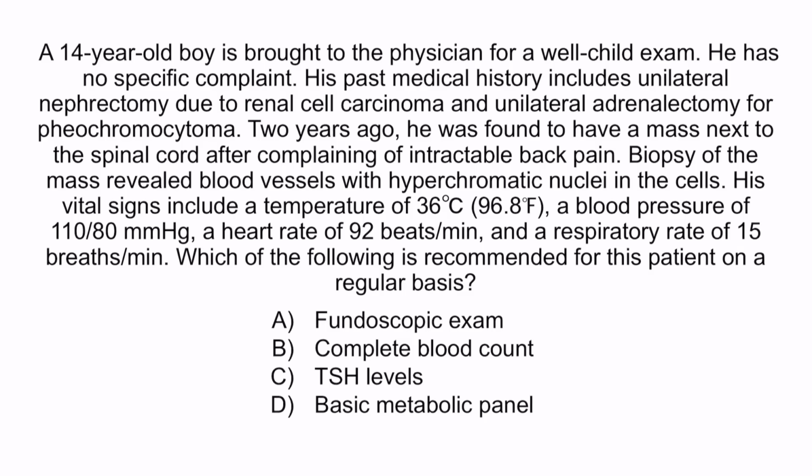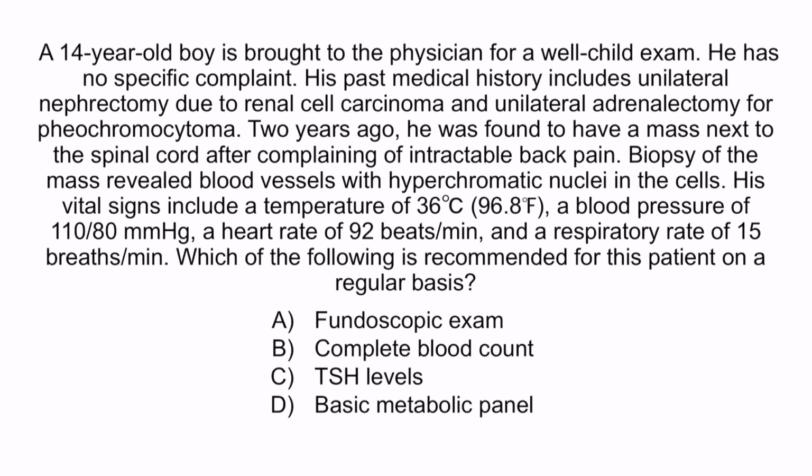A 14-year-old boy is brought to the physician for a well child exam. He has no specific complaint. His past medical history includes unilateral nephrectomy due to renal cell carcinoma and unilateral adrenalectomy for pheochromocytoma. 2 years ago, he was found to have a mass next to the spinal cord after complaining of intractable back pain. Biopsy of the mass reveals blood vessels with hyperchromatic nuclei in the cells.